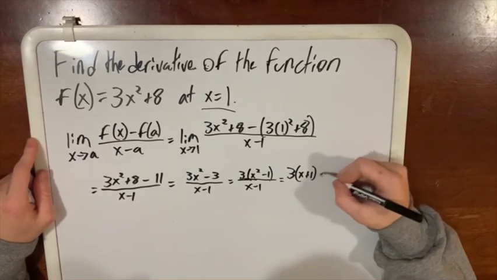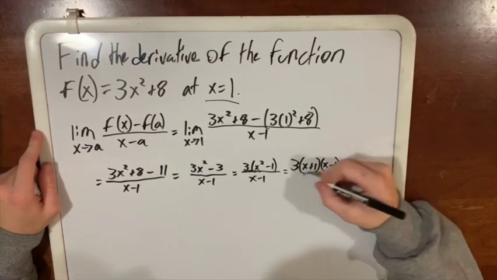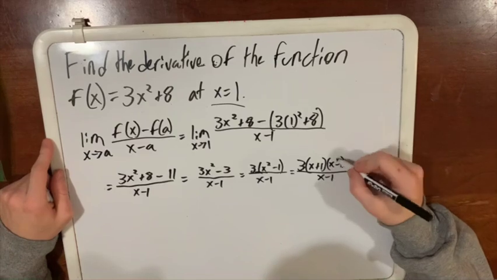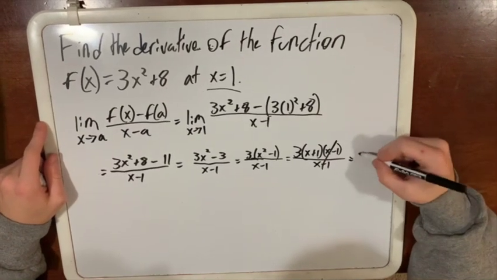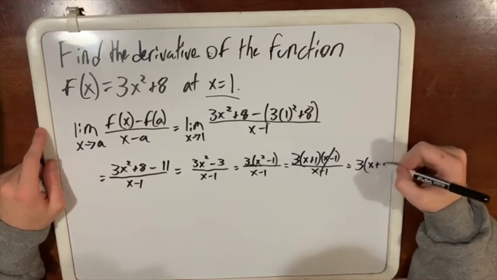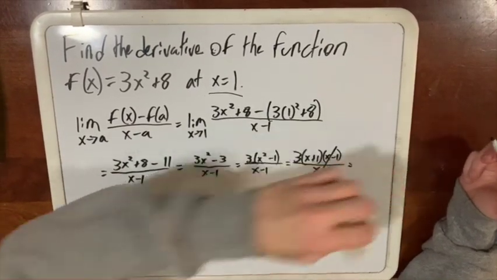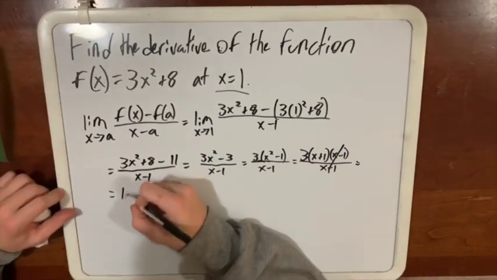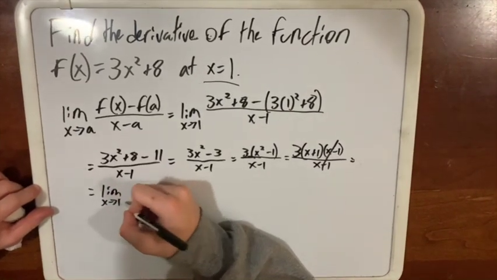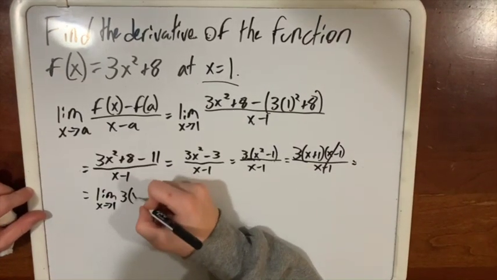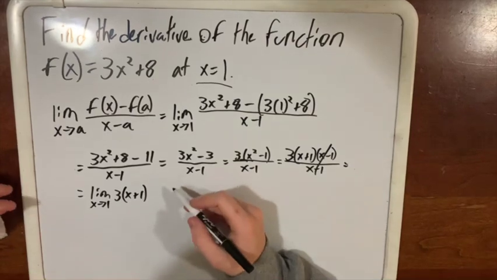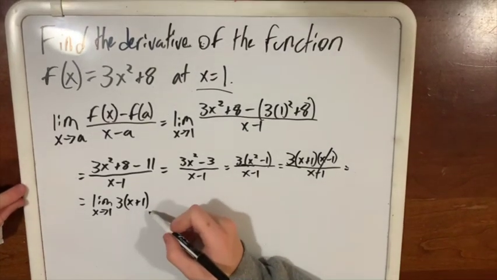3x plus 1, x minus 1, x minus 1. And you're left with the function 3x. Well, let me write this better down here. You're left with the function limit as x approaches 1 of 3x plus 1. So you get here, you're not done yet.